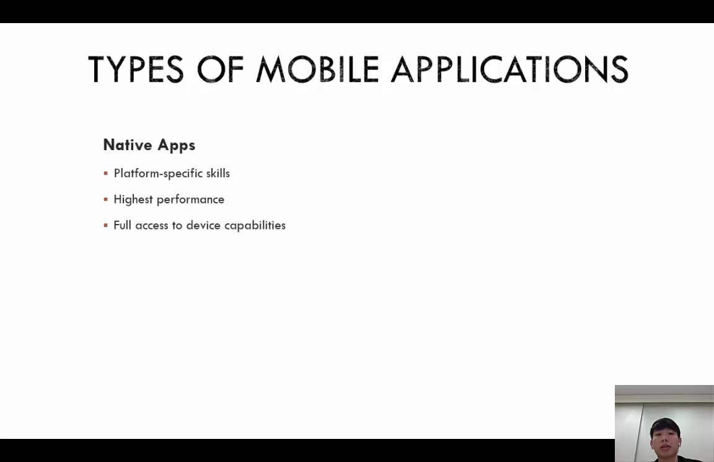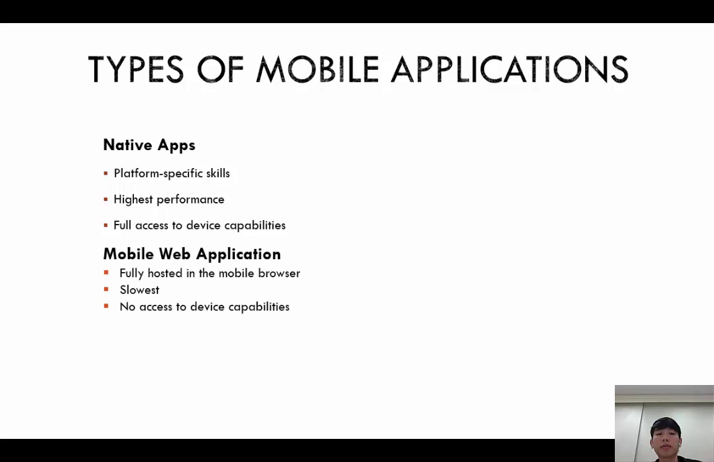mobile applications. So firstly, we have the native application. These applications give you full access to the native device capabilities, and it also provides you the highest performance. Then we have the mobile web application. These are applications that you view in your mobile phone's browser. It is the slowest and it does not have any access to the device capabilities.